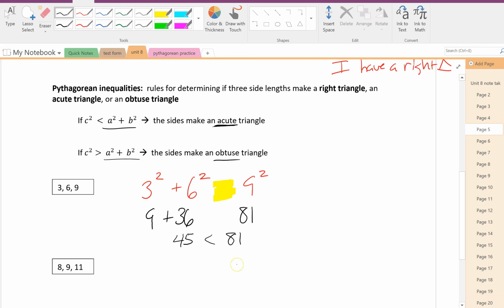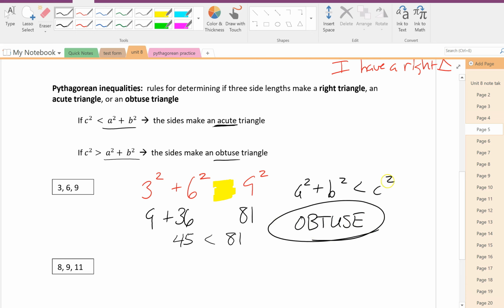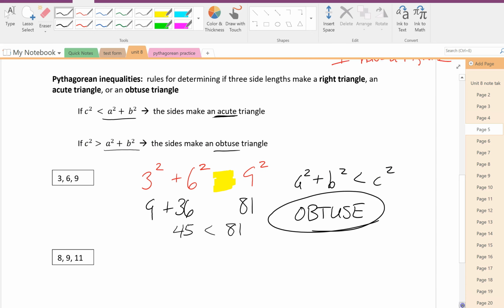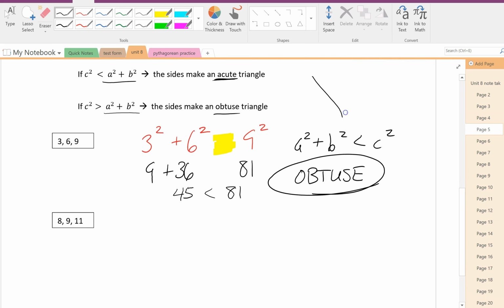Well, 45 is obviously less than 81. And so in this case, my a squared plus b squared is less than c squared. So I come back up here. When c squared is bigger than the other two put together, this triangle is obtuse. C squared is bigger than a squared plus b squared. I have c squared on the other side up here than I do down here, but it still works. So that would be an obtuse triangle, one that looks something like this, where it has only one angle that's bigger than 90 degrees.